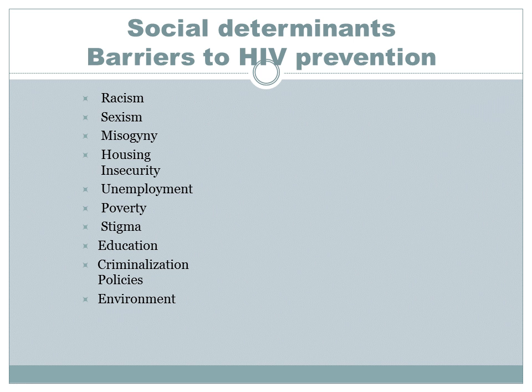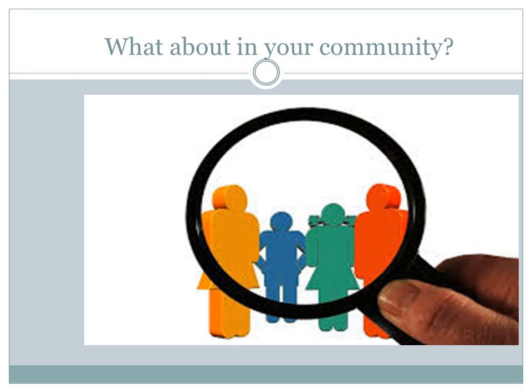Here are some of the barriers to HIV prevention: racism, sexism, misogyny, housing insecurity, unemployment, poverty, stigma, education, criminalization policies, and the environment. And often some of these interact with each other to create a further barrier to HIV prevention. These barriers affect access to the things that could help people stay healthy. Next slide, please.